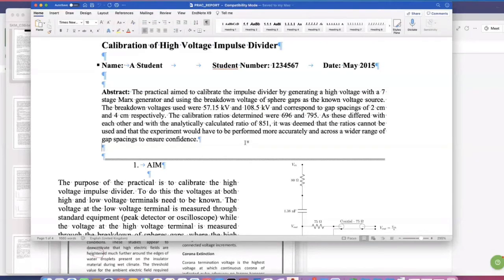I'm not saying all the results or all the methods, but you can see here it's very concisely written that those ratios were determined, and the conclusion is that they're not good enough.